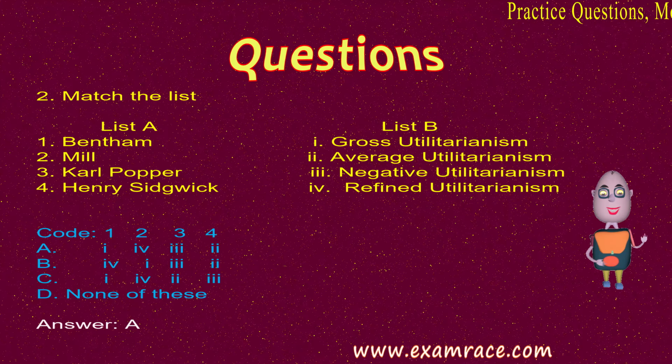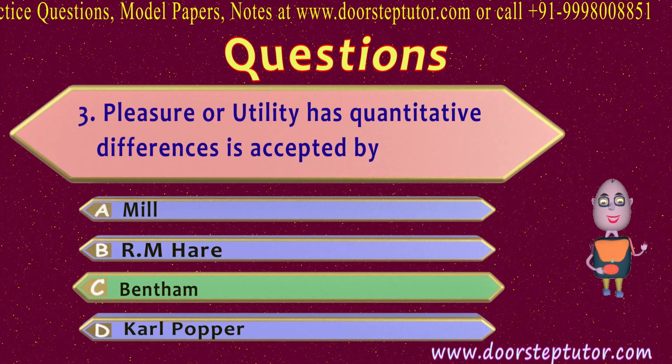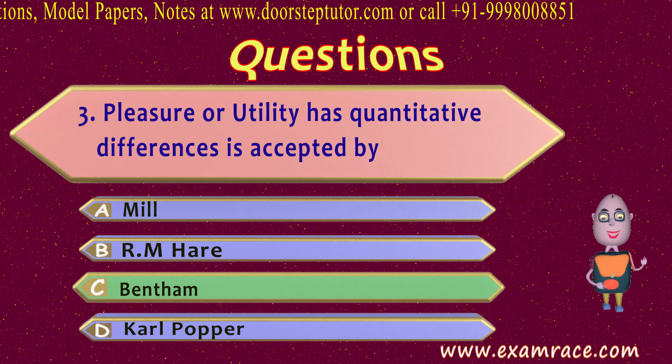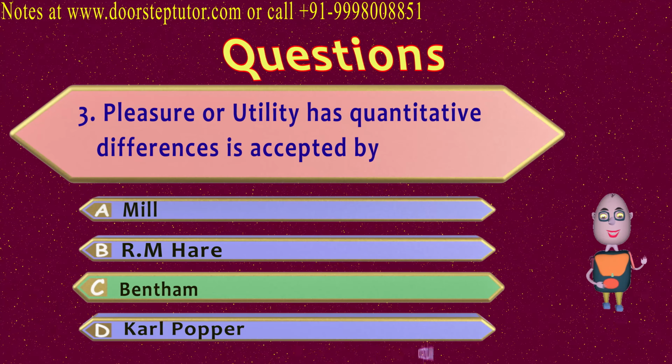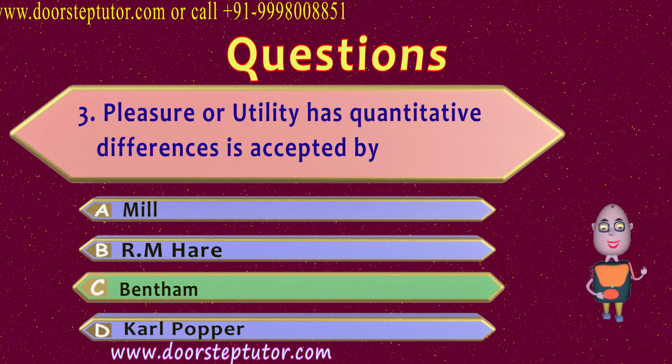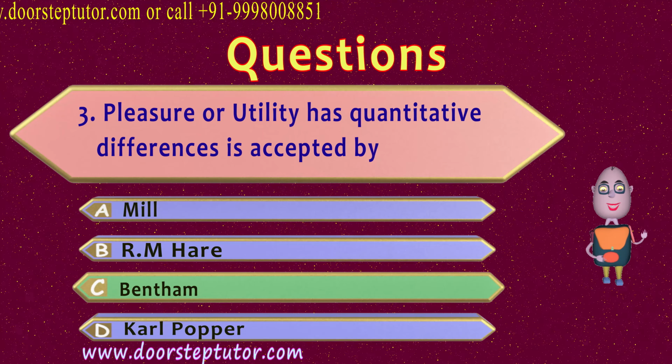Question 3. Pleasure or utility has quantitative differences is accepted by. The correct answer is Bentham. Pleasure or utility has quantitative differences is accepted by Jeremy Bentham. This comes under the theory of gross utilitarianism. Here, it is accepted that pleasure or utility has quantitative differences, meaning some pleasures are more and some are less.